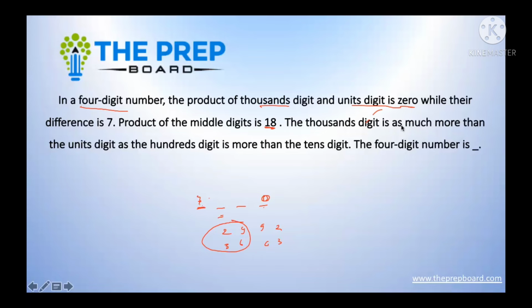The thousands digit is as much more than the unit digit, and the hundreds digit is more than the tens digit. So the difference between the thousands digit and the unit digit is 7, so the hundreds digit and the tens digit must have the same difference. So the only possibility is 20. So the desired number is 7920.